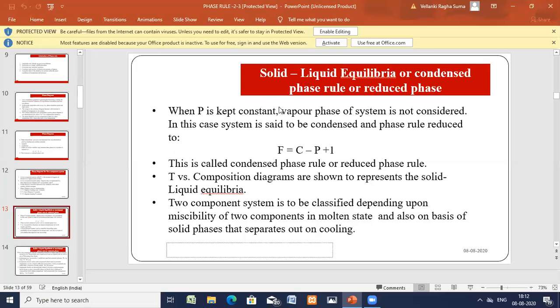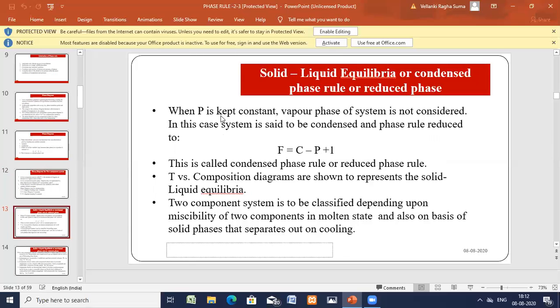See, if gas is there, then only pressure matters. There is no gas, so the vapor phase of the system is not considered. So P is kept constant. In this case, it is the condensed phase or the reduced phase. Got it? Now the system has only solid liquid equilibrium. There is no vapor phase, no gaseous phase, and pressure is kept constant.